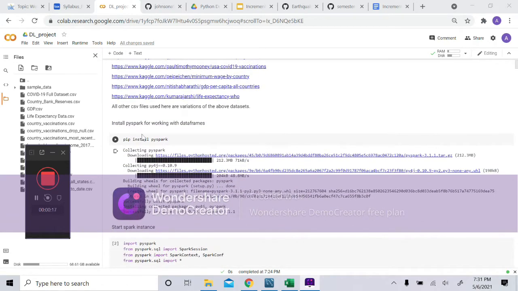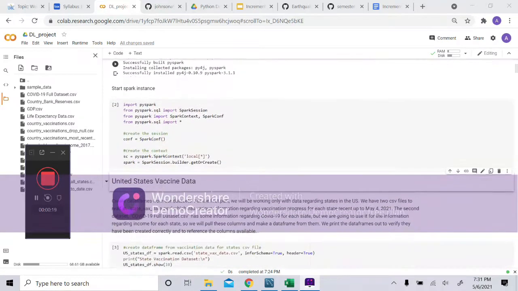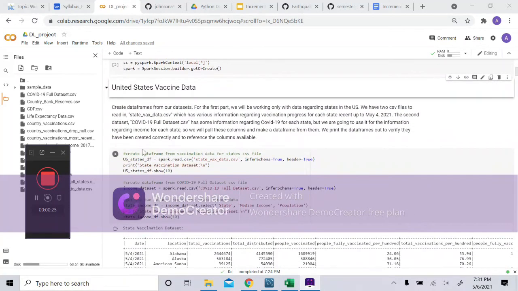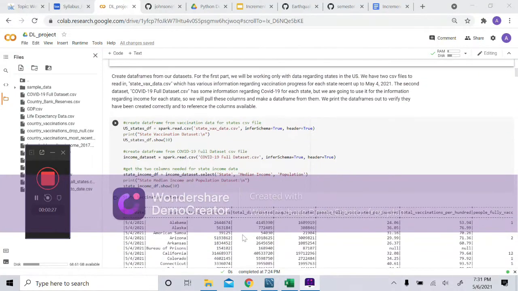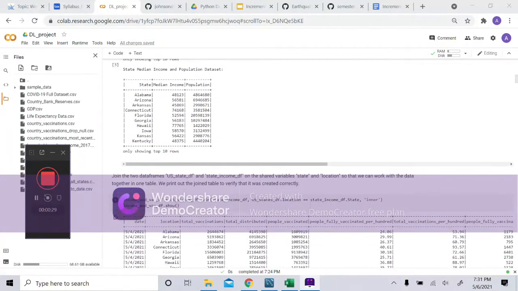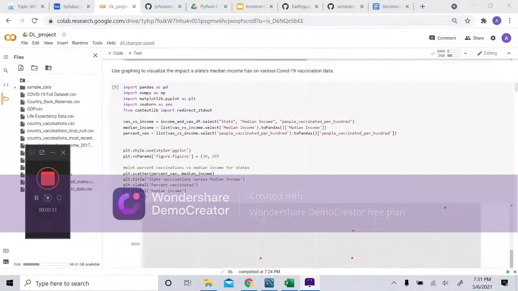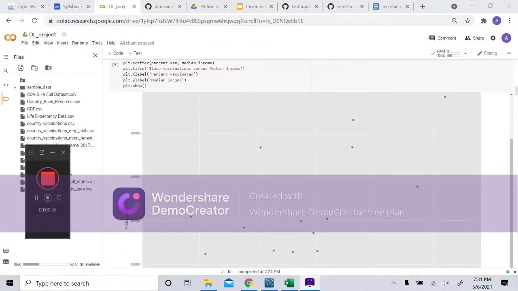And then we started by installing PySpark and starting that Spark instance. And then I worked first with the United States vaccine data. I created the data frames from our data sets. I joined them all into one data frame, which I printed out here. And then I did some plotting to visualize the data.